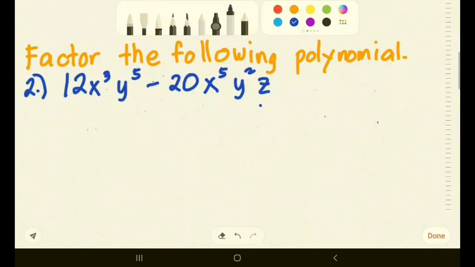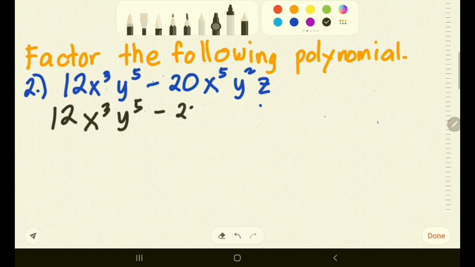Let's have another example in factoring polynomials using GCMF. So you have here number 2: 12x cubed y to the power of 5 minus 20x to the power of 5 y squared z. So you copy it, and you look for the GCMF.